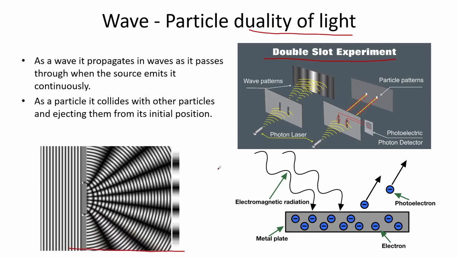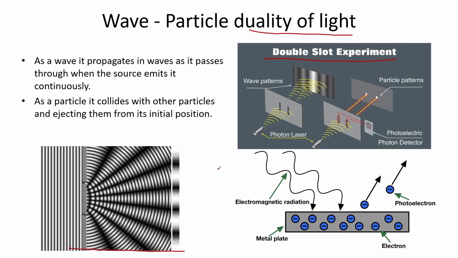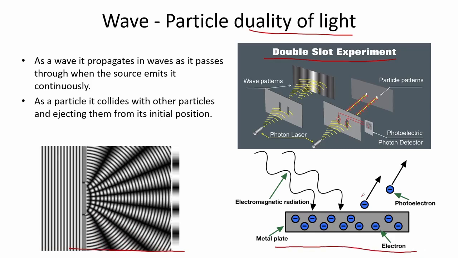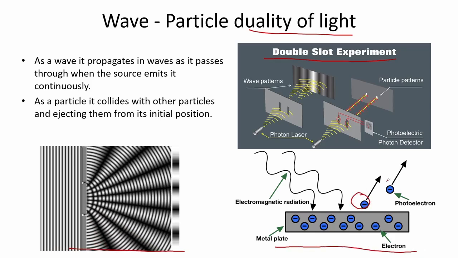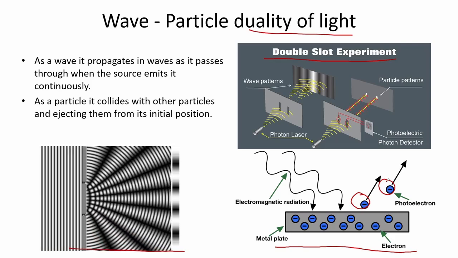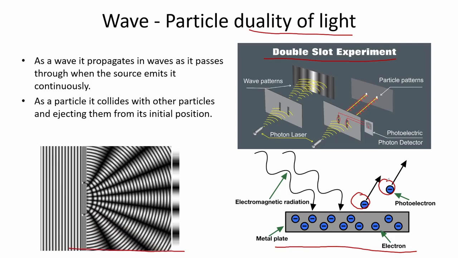As a particle, when light hits a surface that has an abundance of electrons that are far from the nucleus or are loosely bound, they are ejected from the surface as photoelectrons. Thus they are considered as particles since they are able to collide with the surface electrons.